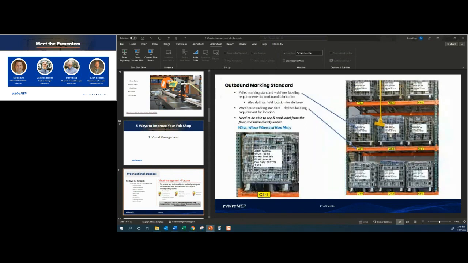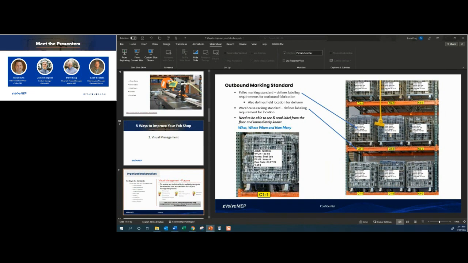If I looked at this and wanted to improve this situation, the pallet marking standard on the cage itself really defines the labeling requirements for that outbound fabrication, right? It tells you everything you need to know about that pallet and what's in it. It also picks up the delivery locations and the field information, location breakdown structures on the job site where this material goes. So when you have the tag standard that says this is how the outbound material needs to be labeled, you can develop a system and a coding system to do this, and you're really just putting the information that's relevant to you.